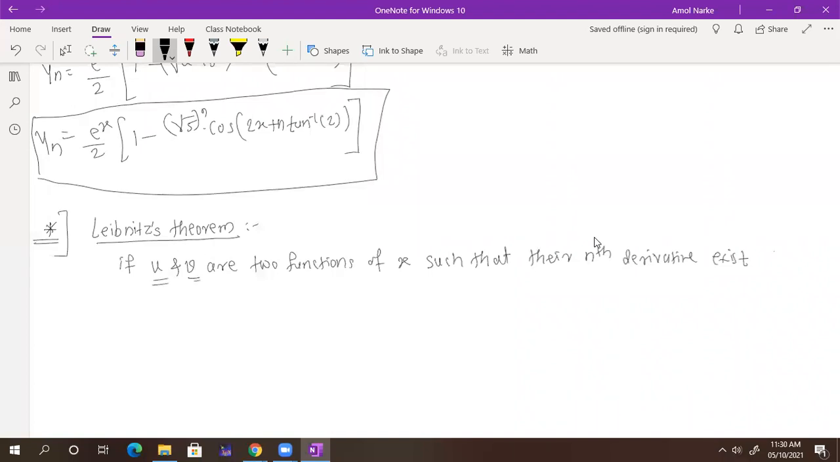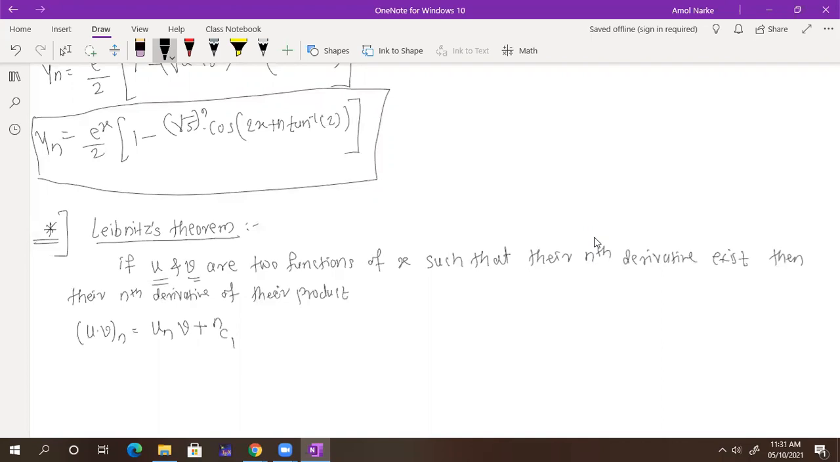Then the nth derivative of their product, the nth derivative of u into v, is calculated as follows. First you take the nth derivative of the first function, second function as it is, then plus nC1.